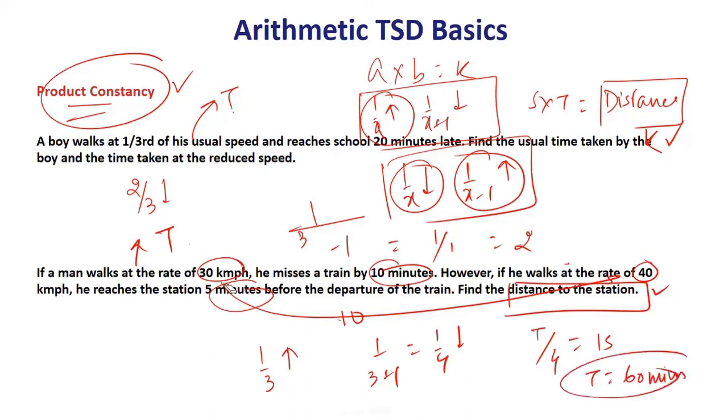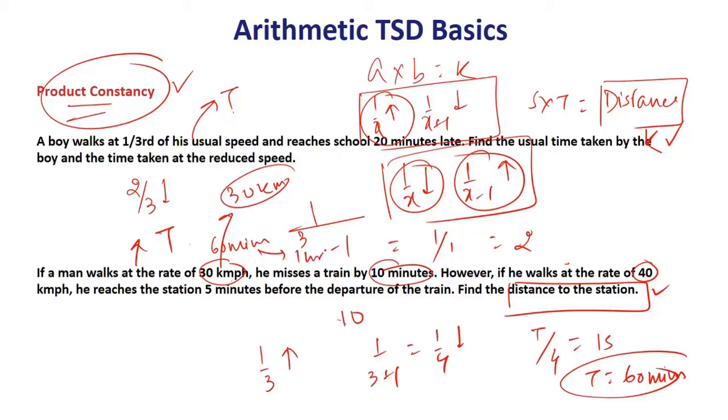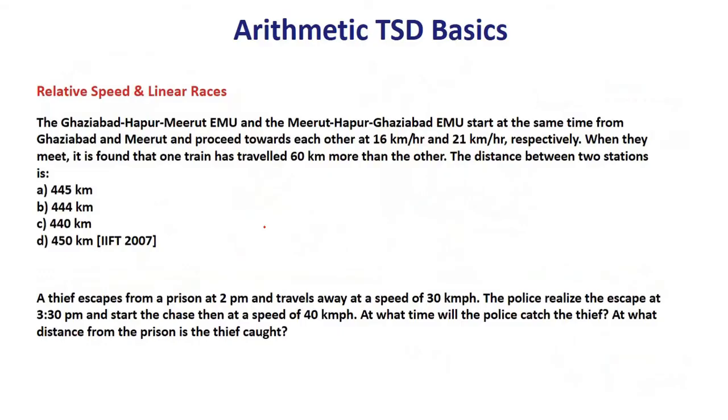So originally at 30 kilometers per hour, he was taking 60 minutes. So what is the distance? 30 kilometers, because 60 minutes is the same as 1 hour. I hope this is clear to you. Brilliant question, brilliant application. You might find a few questions like this in CAT and other MBA entrance exams as well. Let's see the next question here.